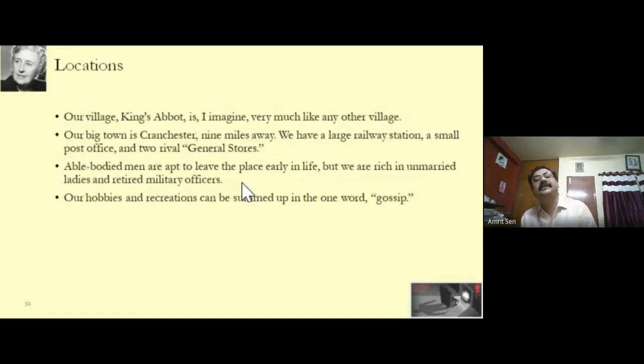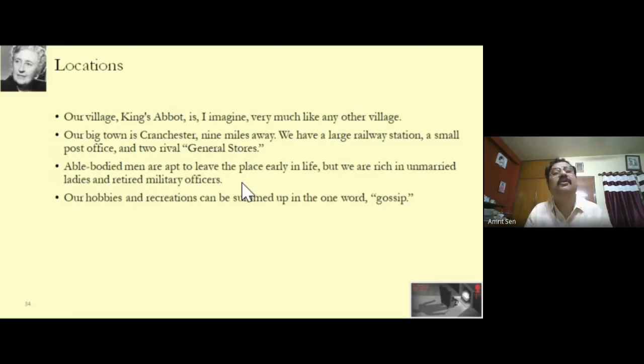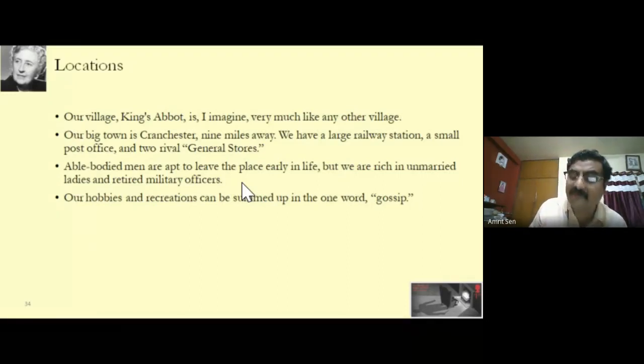Ackroyd? Okay, I have told you about the location repeatedly: King's Abbot, like any other village, has a railway station, a small post office, two rival general stores, right? So this is a traditional county village in England which does not have the younger men. We've talked about the younger men as being susceptible to crime and weakness, whereas it is the more mature men who bring order and decency to the village. Their hobby, of course, is gossip. So in a certain way, this is an incestuous little village where people marry within the village, where all news is circulated as gossip. But gossip, you will remember, is an important source of information for the detective.